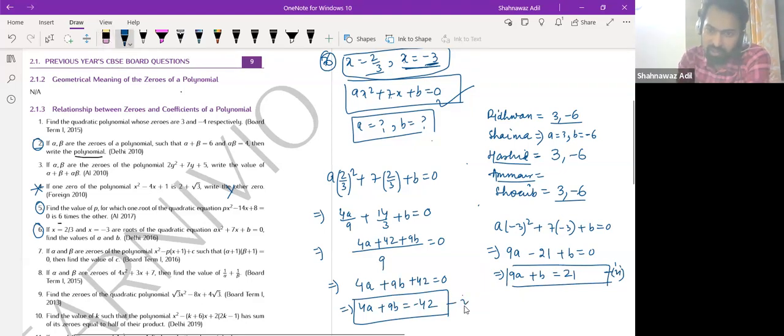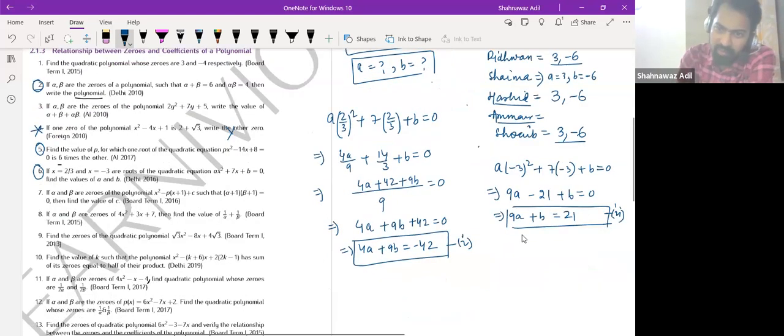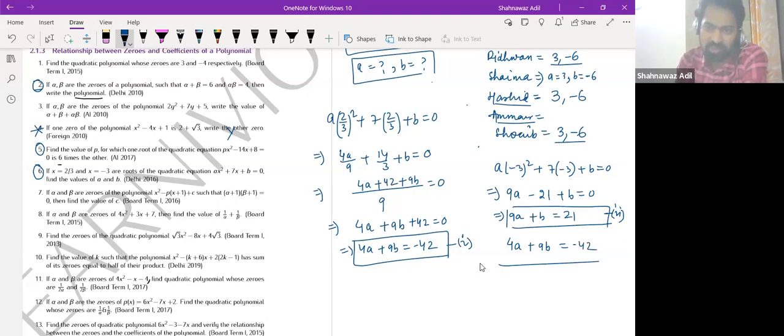This is the first equation. This is the second equation. So then we have this one, and we have to make the coefficients the same. Which means that we have to multiply 9 into this equation, and that is everything.